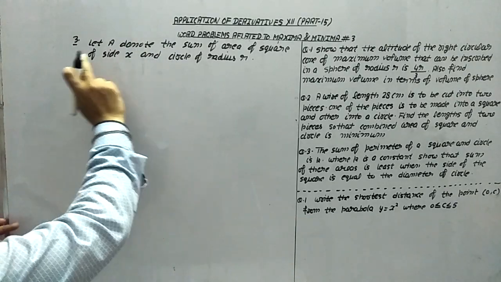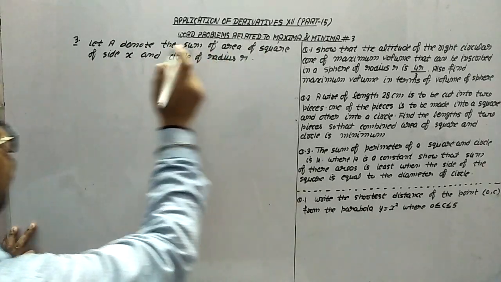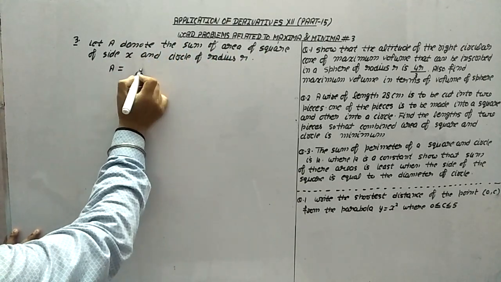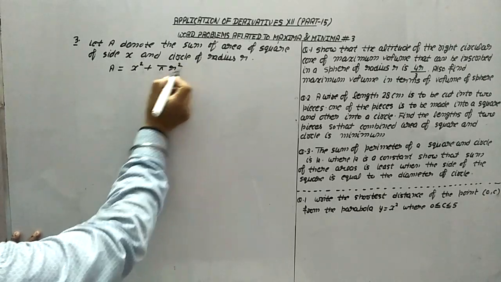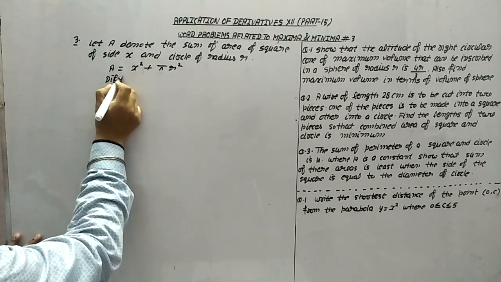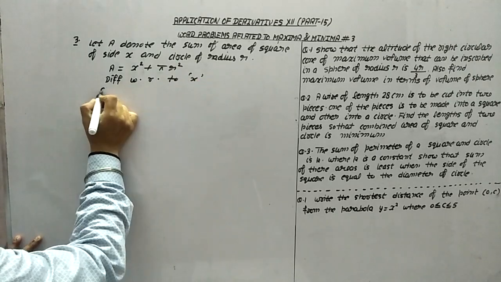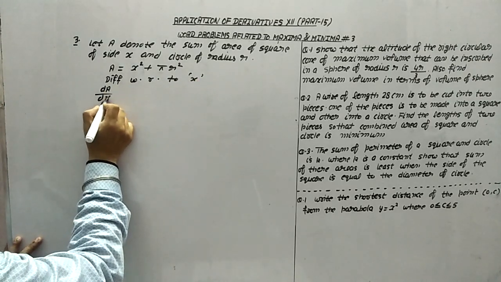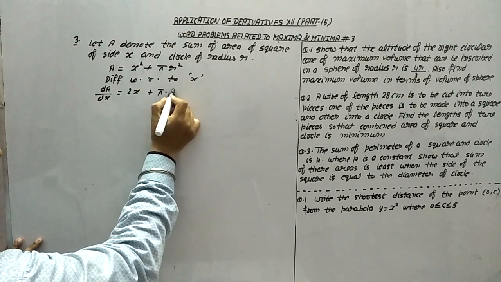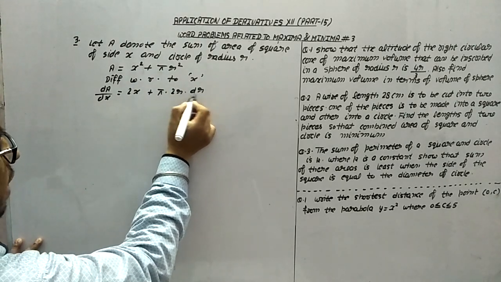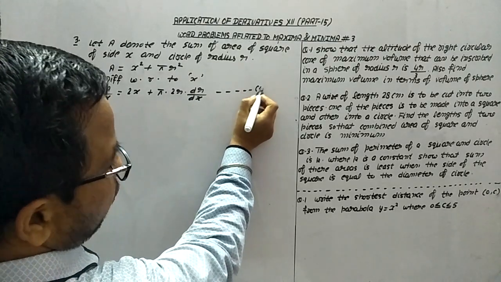So let A denote the sum of the areas of a square of side x and a circle of radius r. It means A is equal to x square plus pi r square. Now differentiate with respect to x. We get dA by dx is equal to 2x plus pi into 2r into dr by dx, by the chain rule. Let us suppose this is equation number 1.